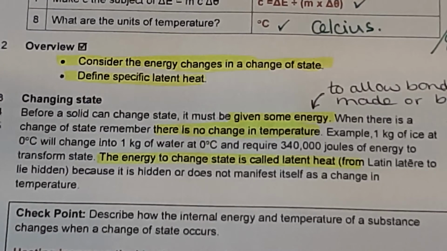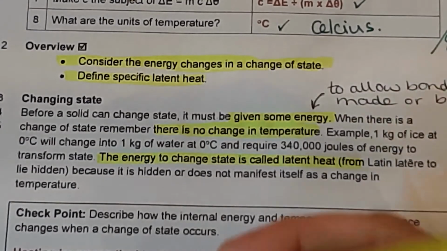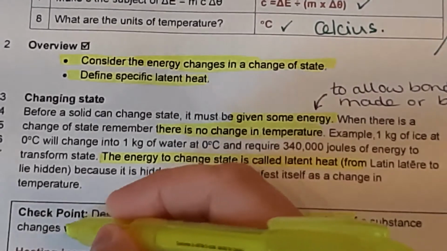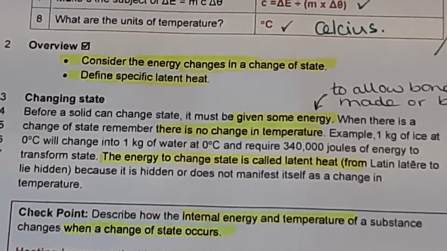So our checkpoint question here is describe how the internal energy and temperature of a substance changes when a change of state occurs. So how does internal energy and temperature change when a change of state occurs? So pause the video whilst you answer that question, please.